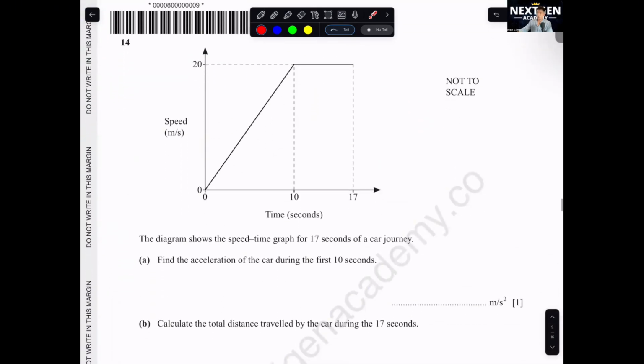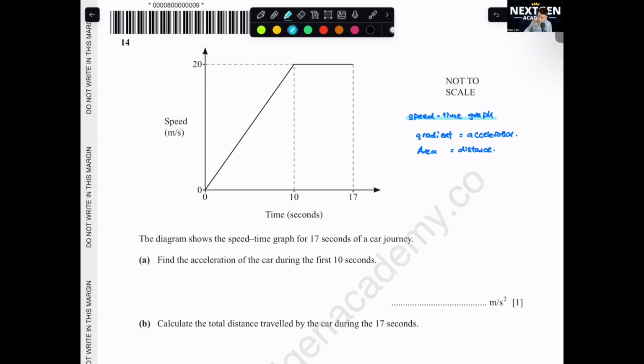Question 14. This is a speed time graph for 17 seconds of a car journey. Find the acceleration. So for a speed time graph, what can we find? I'd like to write down first. For a speed time graph, there are two main things that you can find. Your gradient will represent acceleration. The area under the graph will represent distance. This one you have to memorize, and don't get confused with your distance time graph, which has a different definition.